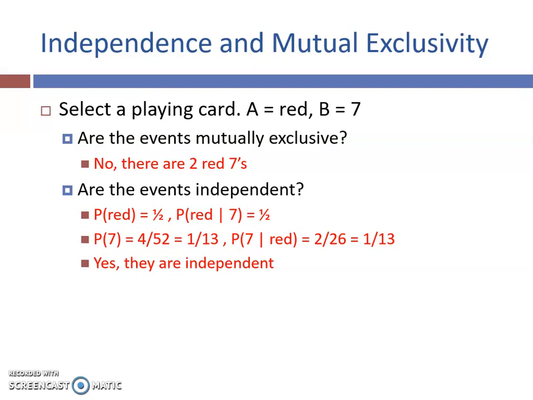Those are the same. So now I check the other way. What's the chance I get a 7? 4 out of 52, which is the same as 1/13. Now, what's the chance I get a 7 given that you told me it's red? Well, there are 2 7s out of the 26 red cards, and so that also simplifies to 1/13. So in this case, they are, in fact, independent because all of those probabilities are the same. So in this case, they were not mutually exclusive, but they were independent. All right, last one.